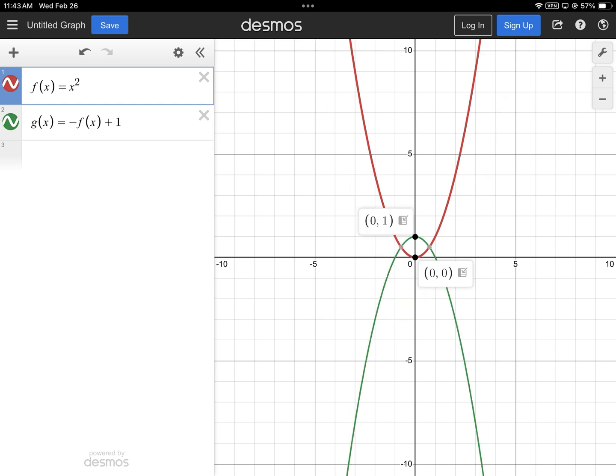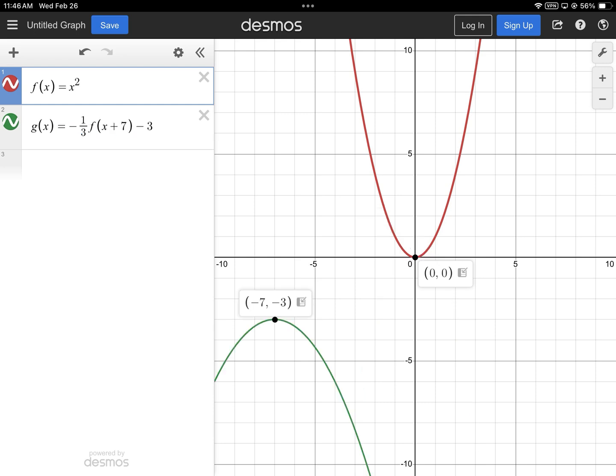This one looks a little bit different. It did go up, which someone said a minute ago. It went up 1 because we were at 0, 0, and now we're at 0, 1. So that didn't change. But what did this negative do? Made it under. What? Yeah, it made it flip, right? So we went from opening up and having a min value to now it's opening down and we have a max.